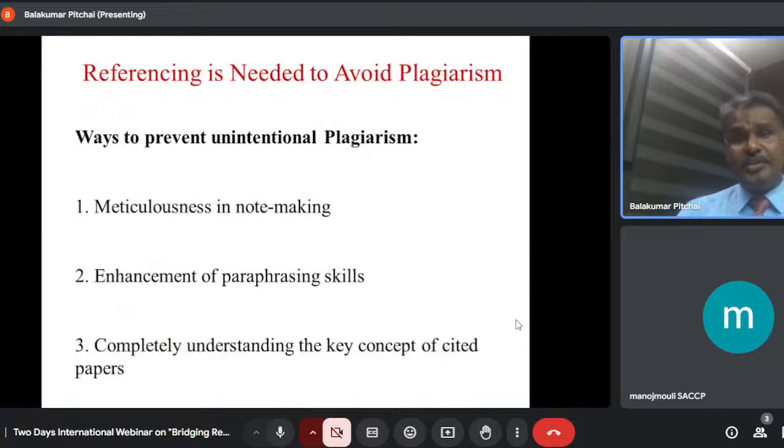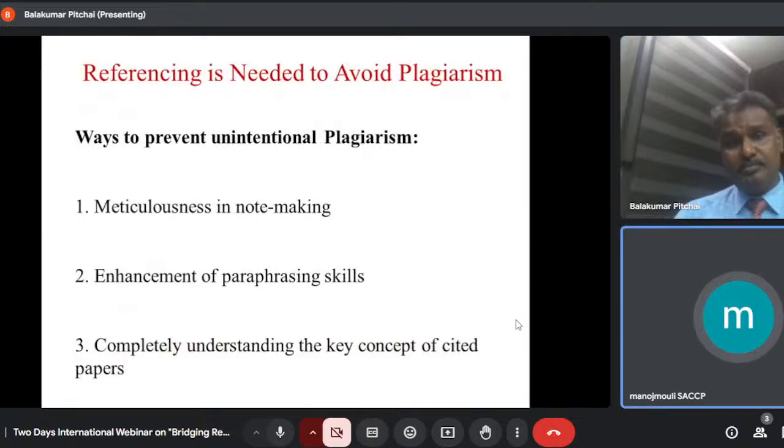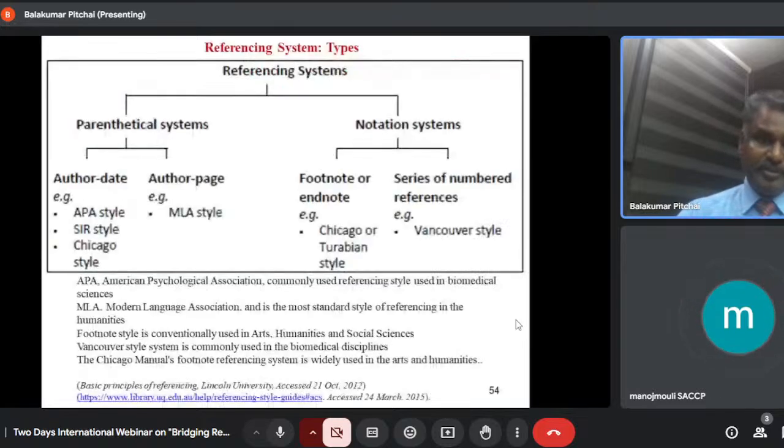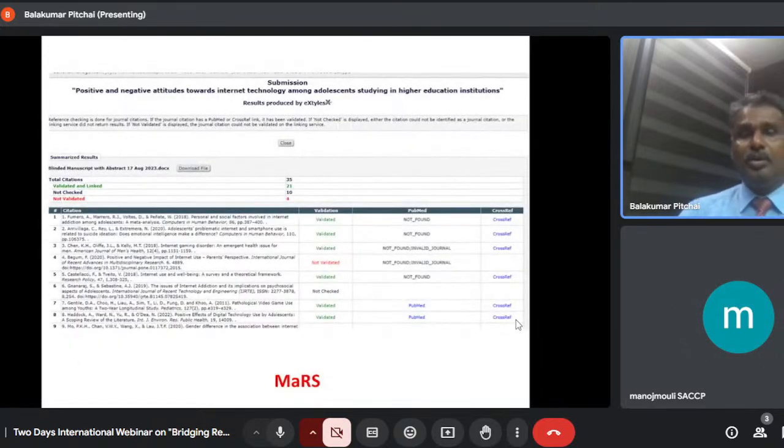Also, referencing is needed to avoid plagiarism. You have to be meticulous in note making, you have to enhance your paraphrasing skill, and you have to completely understand the key concept of the cited paper, which will prevent unintentional plagiarism. Elsevier uses a reference checking system, whereas Springer uses other styles.